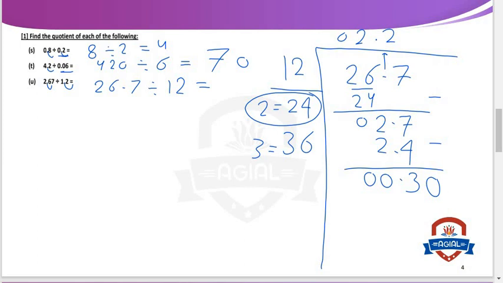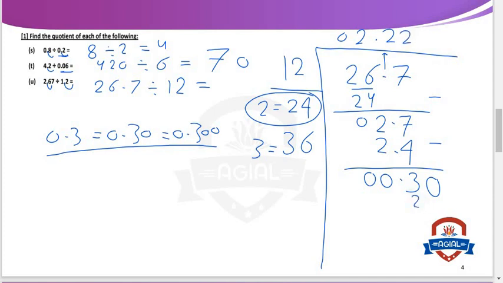Because 0 in this place, in hundreds, has no value. We know that 0.3 equals 0.30 equals 0.300, all of it equal. So we can put 0. 30 divided by 12 equals what? Who can say? Super, 2 again, because 2 times 12 equals 24. So we will write 2 and write in here 24 and subtract.